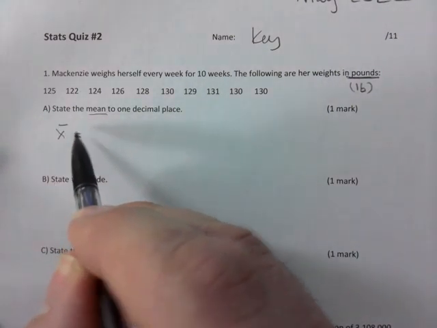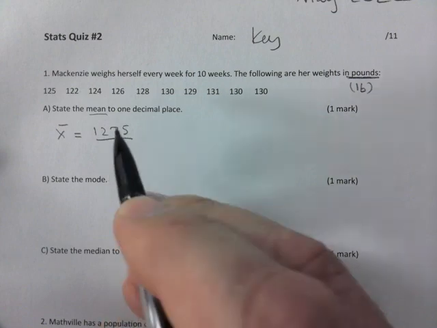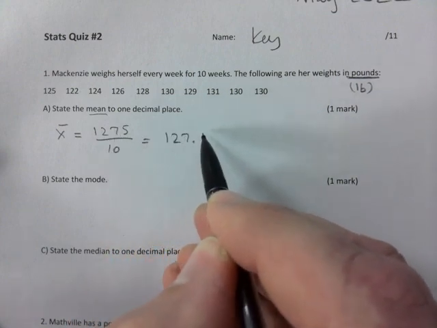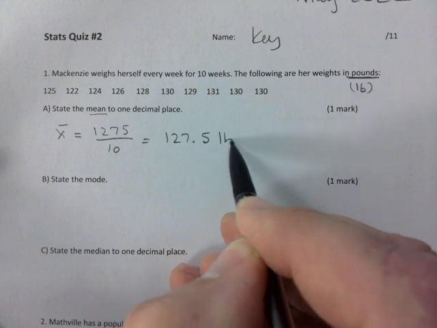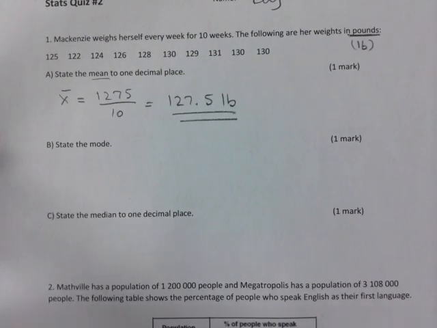So the minimum amount of work I would like to see here is the number you get when you add them all up. And then it's 127.5 pounds if it's one decimal. I don't know why I put one decimal, but we'll go with it. Usually, if you're not sure, just do 2 decimals and then you'll be fine. Even if you did 2 here, you'll be fine.